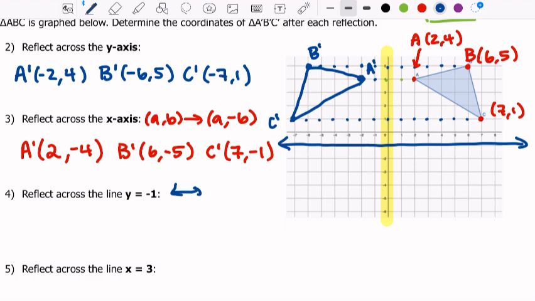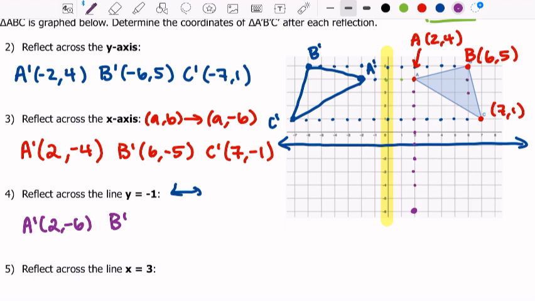So reflecting across this line, change colors. Okay, let's do this in purple. We're going to count to that line, and then we're just going to keep counting. So, for instance, A is 1, 2, 3, 4, 5 away. So 1, 2, 3, 4, 5 is going to be down here. So A prime ends up at 2, -6. Okay, B prime is here.